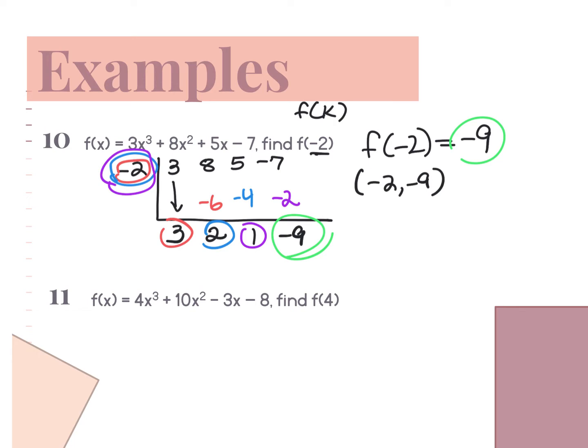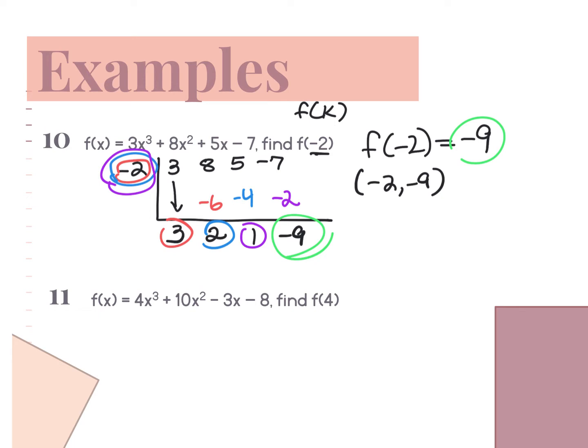So another way to do this is you could have plugged in negative 2 into that original polynomial equation every place that you saw an x, and you can get the same answer that way as well. What this is doing is giving us an ordered pair, or our y value for the ordered pair.